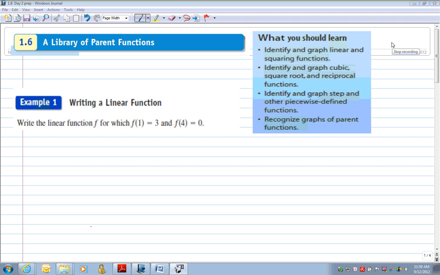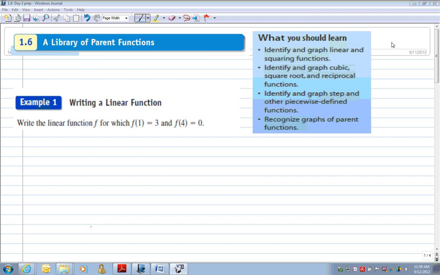This is about a library of functions. Much of what is in this section of the chapter is review, except with a little twist in terms of notation. So most of it's not real new. We do have a couple of types of functions you did not spend much time with last year that we will spend more time with this year. But a lot of it is just applying your past knowledge and using some different notation. That's really true in our first example here.